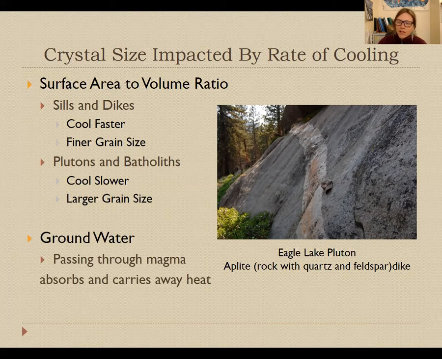So then a final thing that might affect the rate of cooling is the presence of groundwater. Water in general is really good at absorbing and stealing energy. If you've ever been swimming around in the water, you might have experienced this yourself. But when there's groundwater passing in the area of magma or in the area of the rock, it's going to be good at absorbing and stealing heat. So that's going to increase the rate at which the magma cools down.